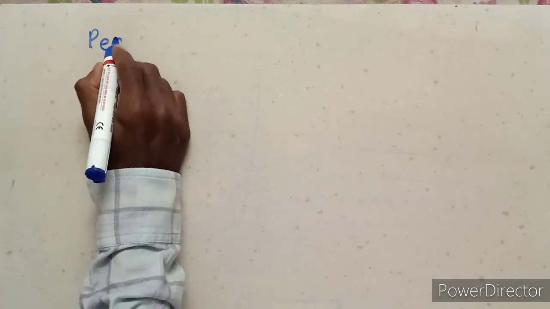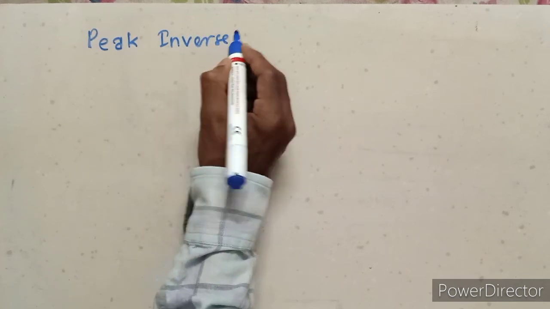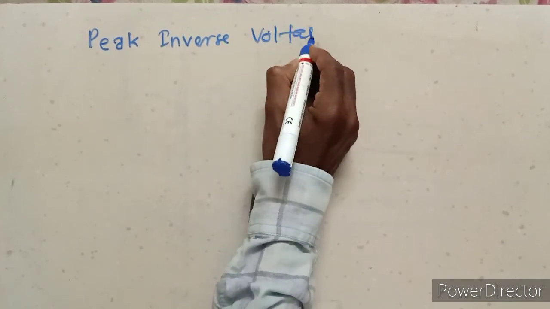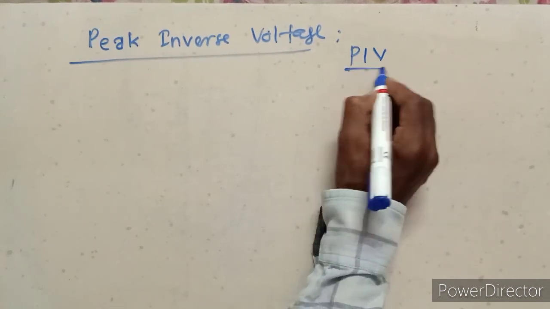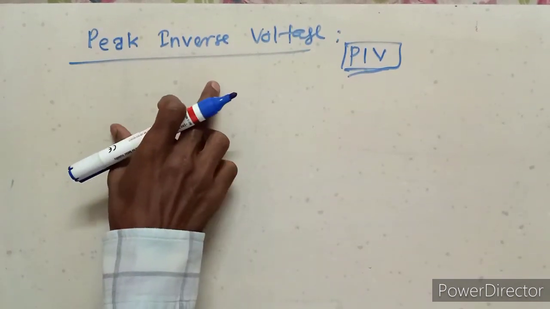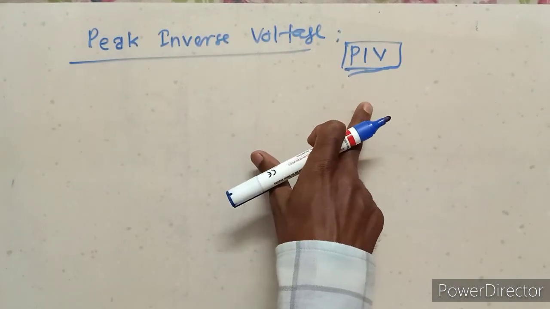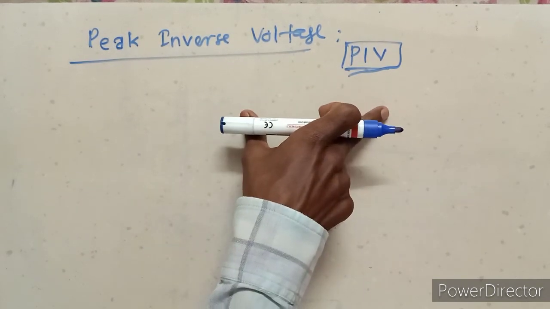The final parameter is the peak inverse voltage, denoted by PIV. It is the maximum possible voltage across the diode when it is reverse biased.